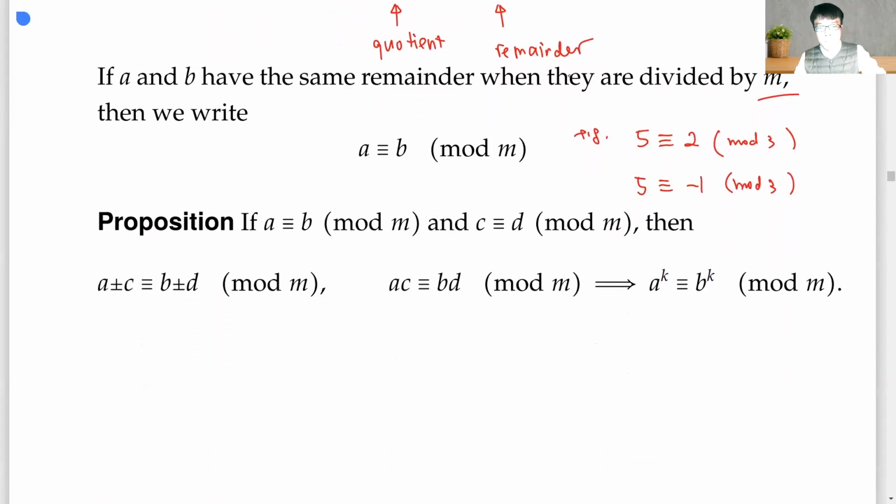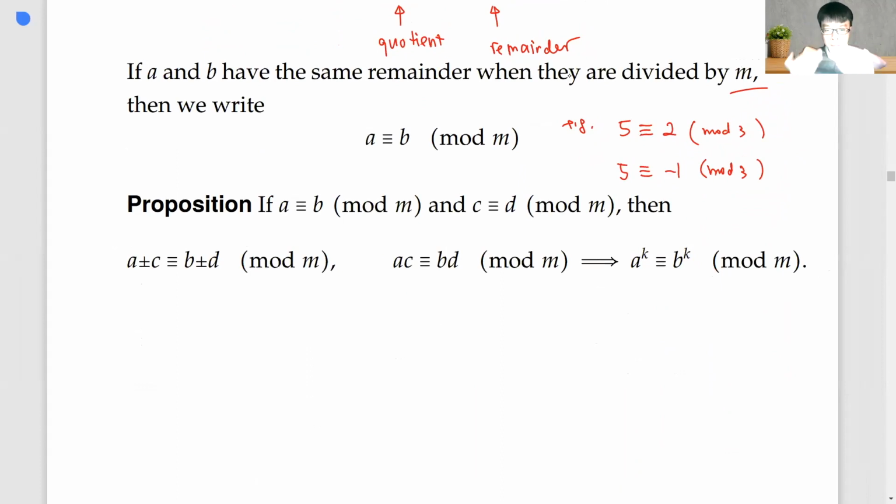So here, let me list some main properties of modulo arithmetic. If A is congruent to B modulo m, and C is congruent to D modulo m, we can add them, subtract them, and multiply them. So A plus C is congruent to B plus D. A minus C is congruent to B minus D. Basically, we just ignore the multiples of m. They don't matter for the remainder. So we just add or subtract the remainders, and that corresponds to the same result. Also, we can multiply: A times C is congruent to B times D.